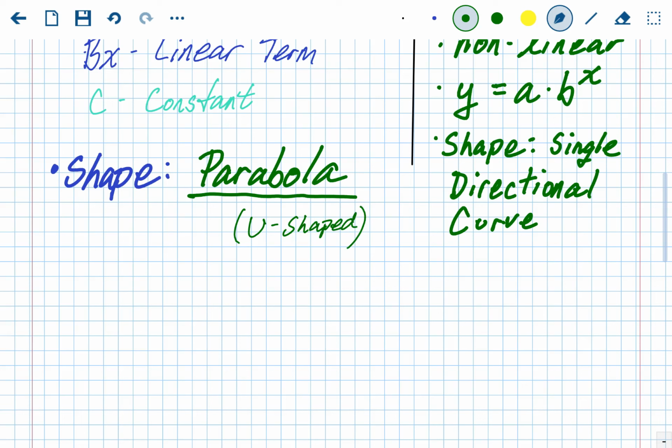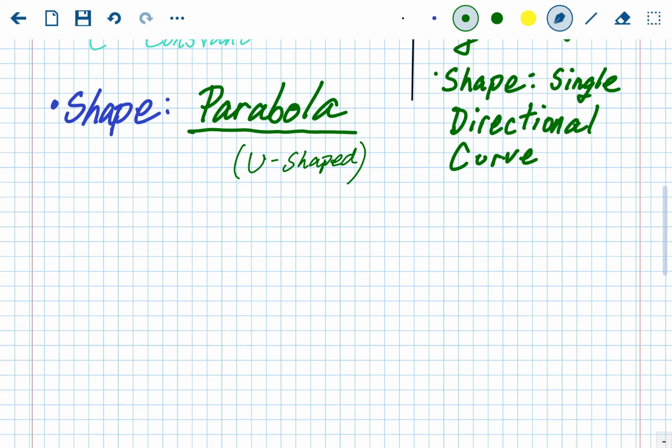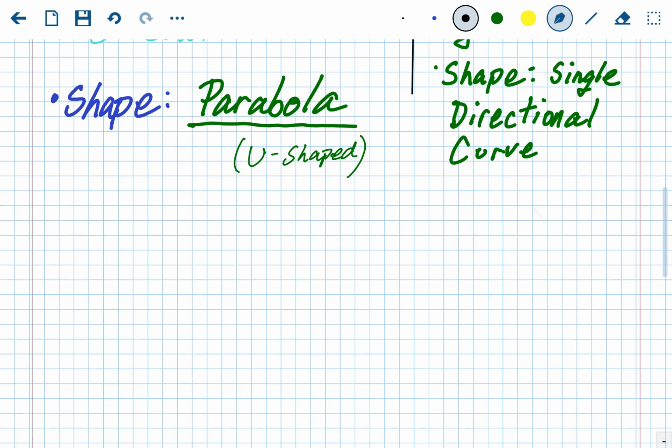Okay. It does change direction. Some start decreasing, and then eventually it'll start increasing. Some increase and then decrease. But there's always one direction change. All right, let's look at the graphs of all these together.